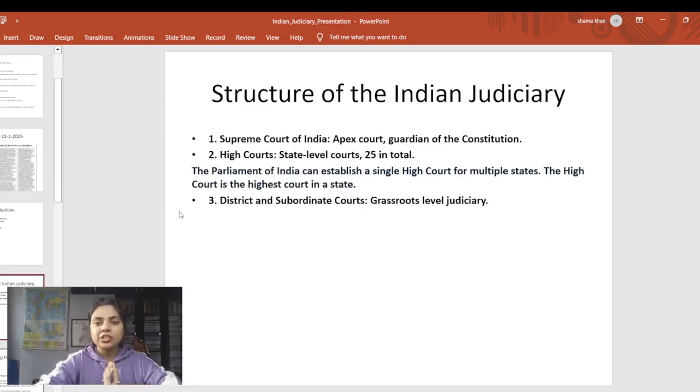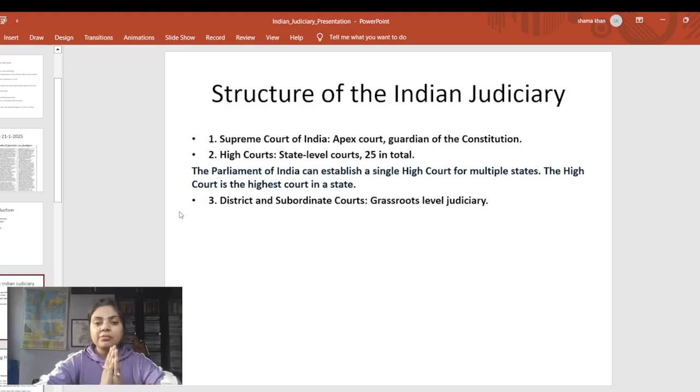The next thing we can see here is the structure of the judiciary. If I talk about the structure of the judiciary, we are all aware that there are three layers. The first and topmost is the Supreme Court, that is the apex court, guardian of the constitution. At the second level, at the state level, we have the High Court. In total there are 25 High Courts. Apart from that, the Parliament of India can establish a single High Court for multiple states, and the High Court is the highest court in a state. We have seen in the PCS examination a question asked about which High Court is shared by a state with another state.